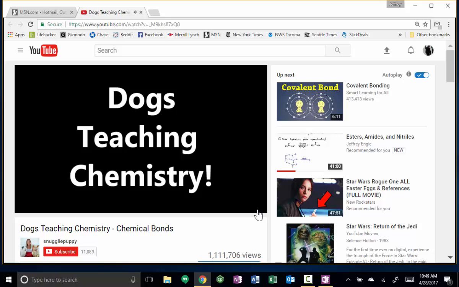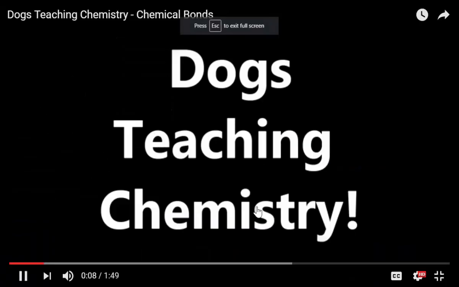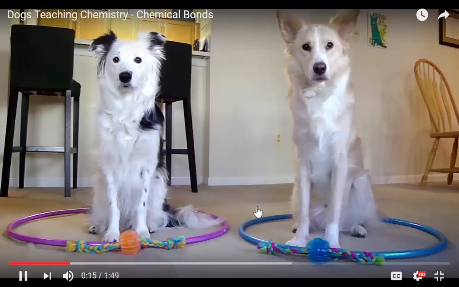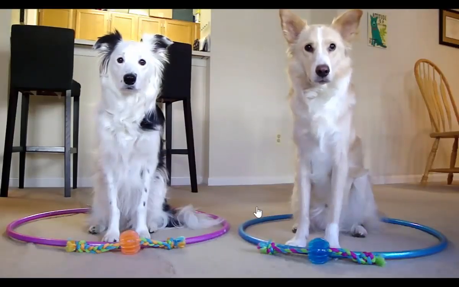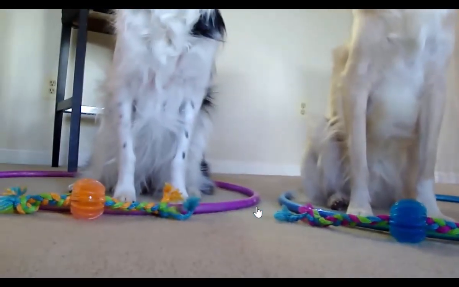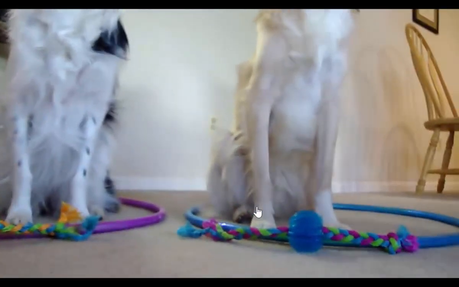First lesson is chemical bonding. Chemical bonds are what holds atoms together. A chemical bond is an attraction between atoms that allows the formation of a chemical substance. The electrons that participate in a chemical bond are called valence electrons. These are electrons that are found in an atom's outermost shell.